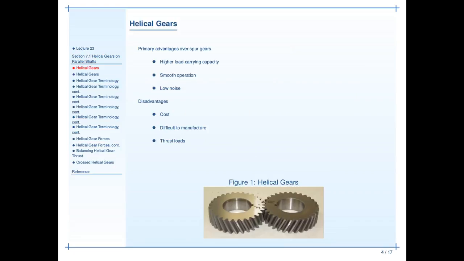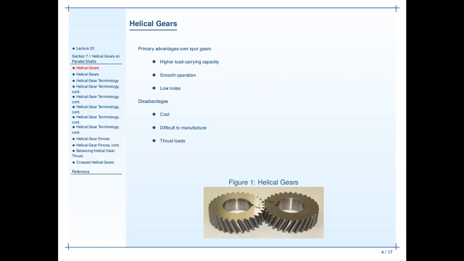Helical gears are very common in usage nowadays. Most, for instance, transmissions in automobiles use helical gears. And there's some reasons for doing that. They have a higher load carrying capacity than plain spur gears. They operate more smoothly, and they have lower noise. We'll talk about what factors power that shortly as well.